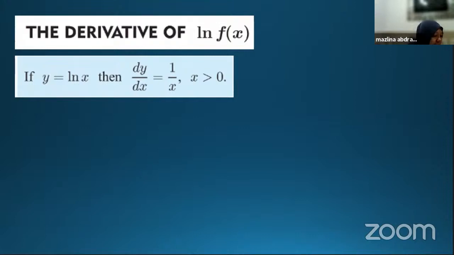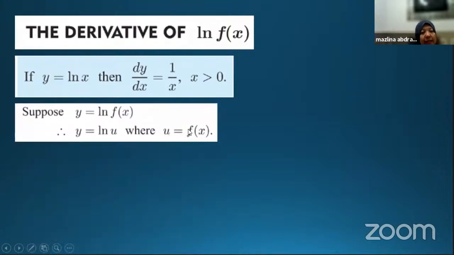If y is equal to e to the power of x, you differentiate, you will get what? E to the power of x. You will get the same thing, e to the power of x as well, right? But now, if y is equal to ln x, then the derivative becomes 1 over x. And this is definitely for x greater than 0. Otherwise it becomes undefined if x is equal to 0, right?